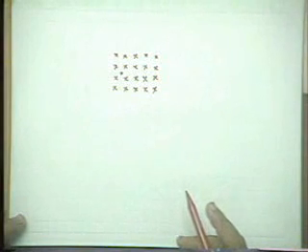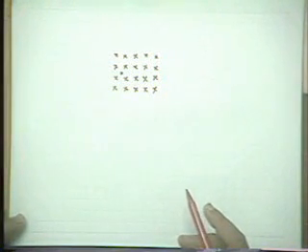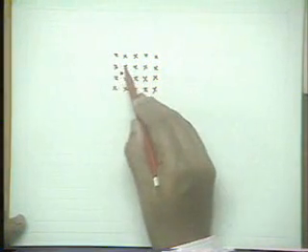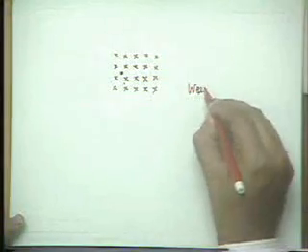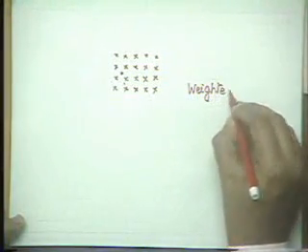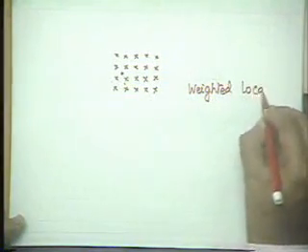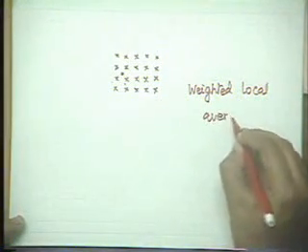So, really speaking, what we are trying to do is some kind of local averaging. It is not a uniform averaging, because it is not that we are taking all these 4 intensity values, summing them up and dividing by 4. Really speaking, what we are doing is a weighted local averaging.